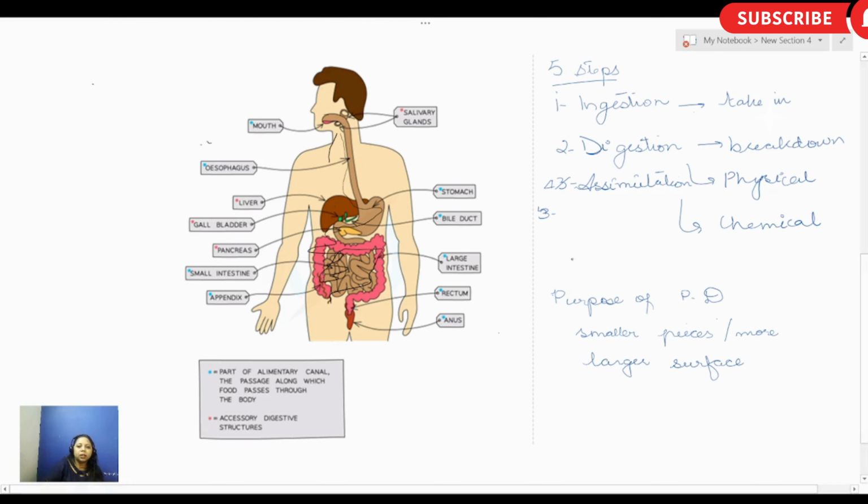Then assimilation is mainly done by the liver, in which the smaller substances are again combined to form bigger substances. For example, amino acids. First of all, we take in protein, and that protein is broken down into amino acids, and then it is absorbed by our blood. When it is absorbed, it is taken to the liver, and here the amino acids are assimilated. They are put into a certain order to make something. Then the last one is the removal of undigested food, which is egestion.